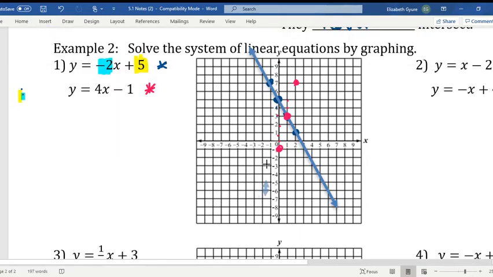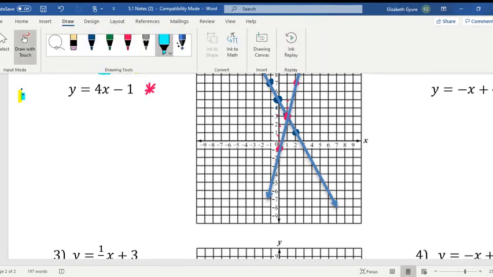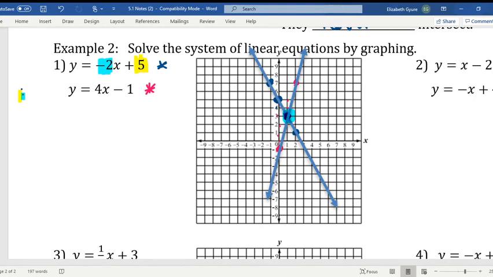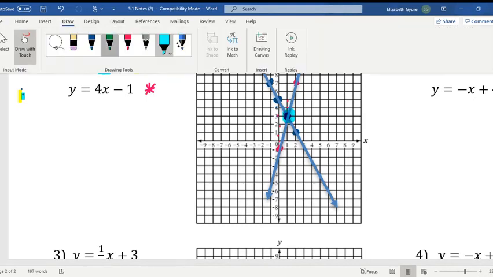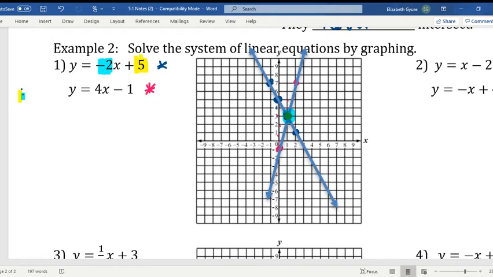All right, and here is my other line. Can you guys see where they cross? What point did they cross at? Right here at 1, 3. Let me do that in a darker color. Yep, that's their solution, 1, 3. So we're going to put the point 1, 3, and that's our answer. And that's all you got to do. Graph them, see where they cross.